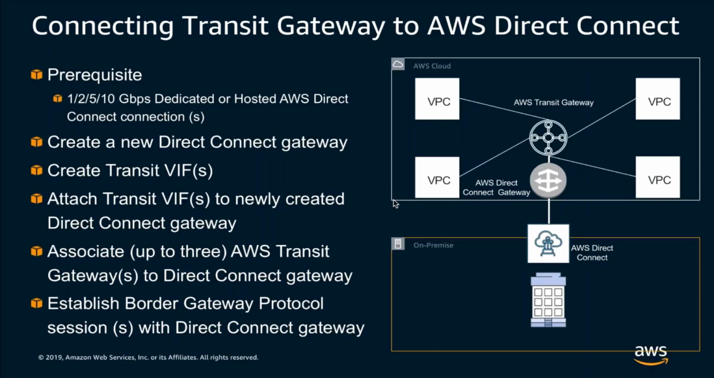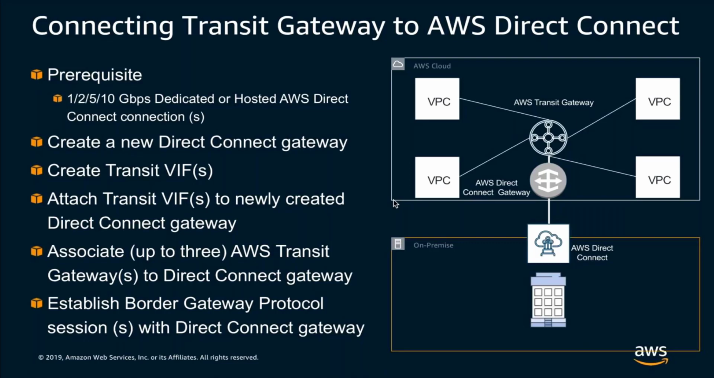And now Sanjay will walk us through how to set up AWS Direct Connect. Thank you, Mohammed. So now let's talk about how you can interface to this transit gateway using AWS Direct Connect. Prerequisite is you need to have either 1, 2, 5, or 10 Gbps dedicated or hosted AWS Direct Connect connection or multiple connections. The steps are, first you create a Direct Connect gateway.